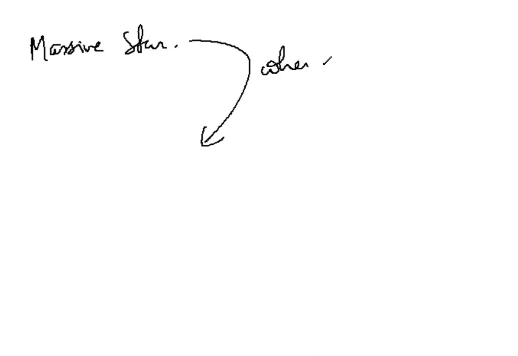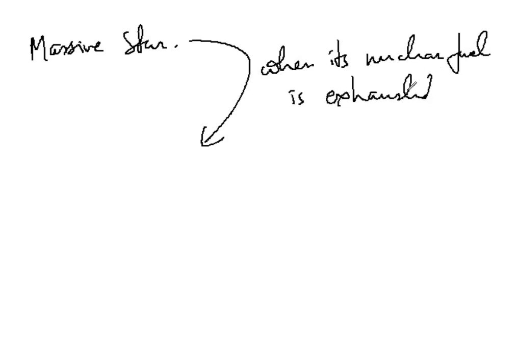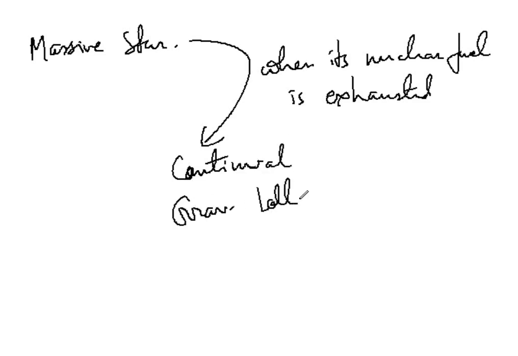Well, you see a massive star, right? It undergoes continual gravitational collapse. When? That is when its nuclear fuel is exhausted. And then what happens is that it undergoes continual gravitational collapse.